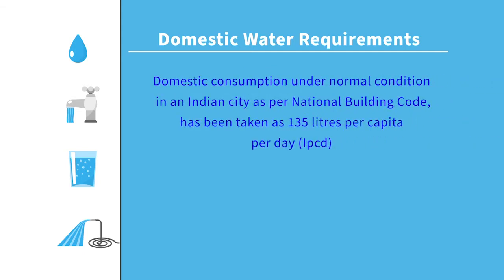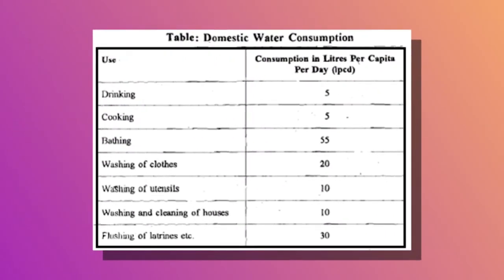Domestic consumption under normal conditions in an Indian city, as per the National Building Code, has been taken as 135 liters per capita per day. It is also written as 135 LPCD, L for liter, P for per, C for capita, and then day. So here is the domestic water consumption distribution: for drinking purpose 5 LPCD, cooking purpose 5 liters per capita per day, bathing 55 LPCD, washing of clothes 20 LPCD, washing of utensils 10 liters per capita per day, washing and cleaning of houses 10 liters per capita per day, and flushing of latrines, etc.